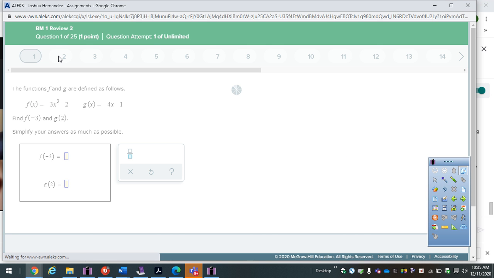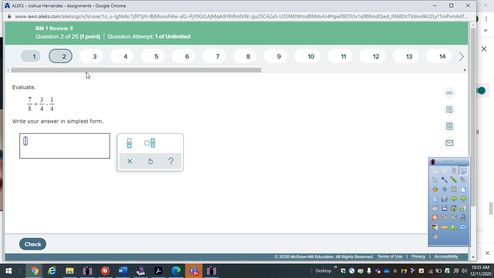Number 2, if it's the same one, I'm going to skip it. Oh, this one right here, you just plug it in the calculator. Seriously, plug it in the calculator. Pretty easy.